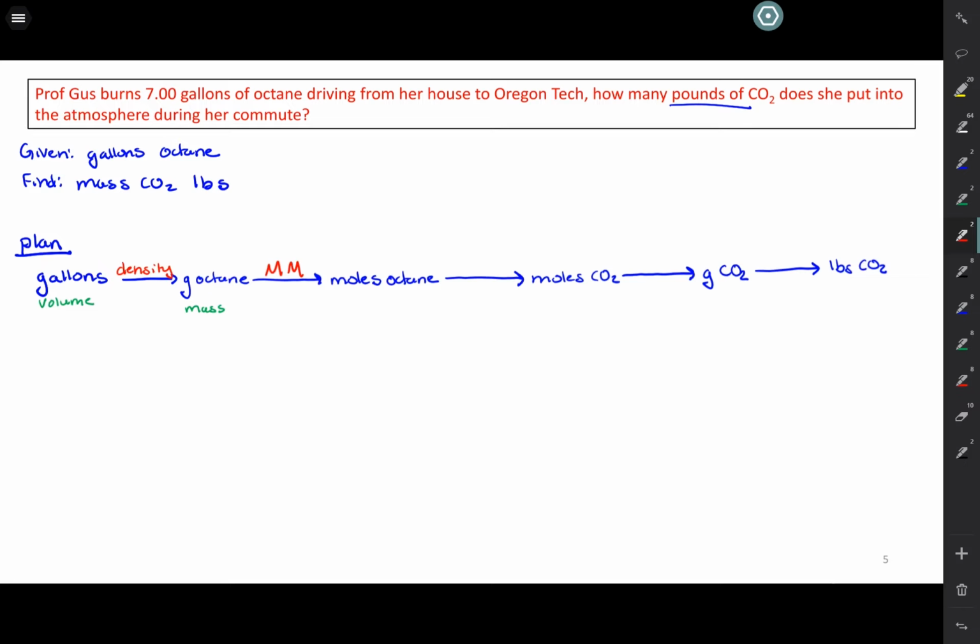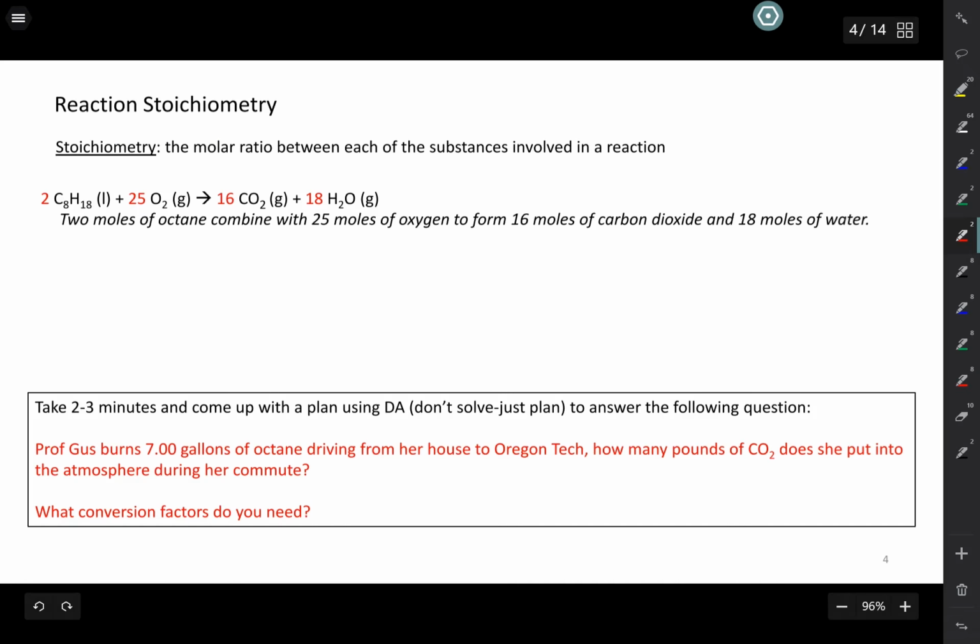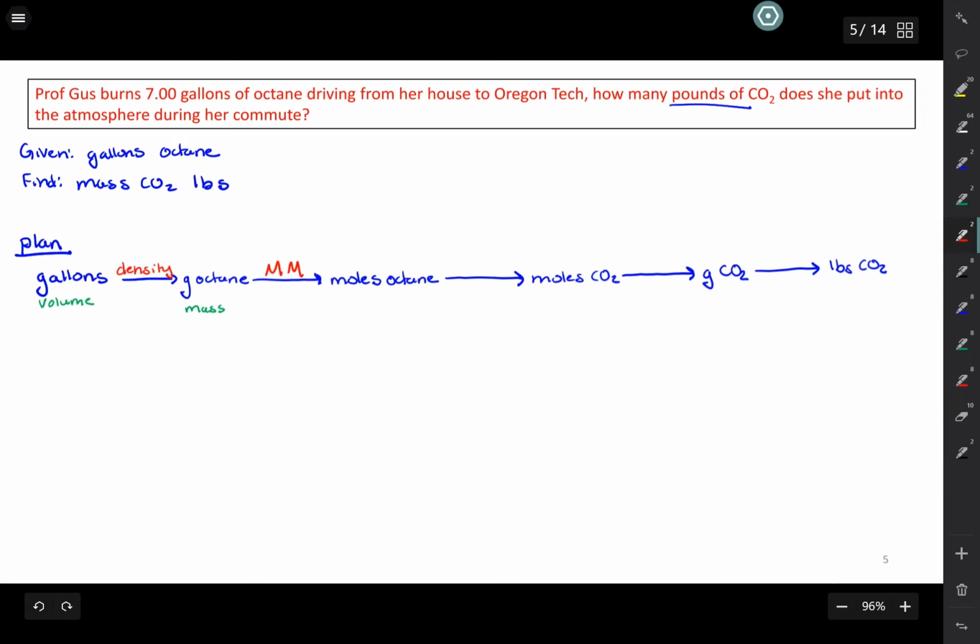Then we already know the molar mass of octane. We just calculated it in the previous example. And then we get to moles of octane. And then we'd use our stoichiometric ratio from this 2 to 16 stoichiometric ratio, to get to moles of CO2, and then we'd use our molar mass of CO2 to get to grams of CO2, and then we need a conversion factor of grams to pounds, which we can look up.